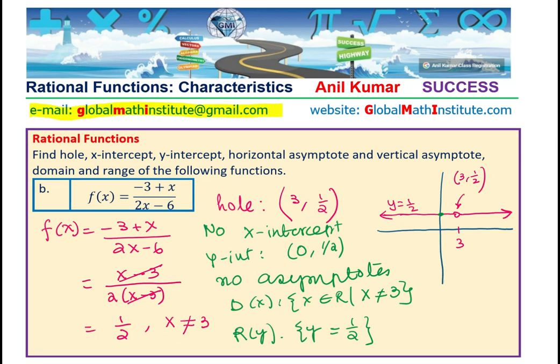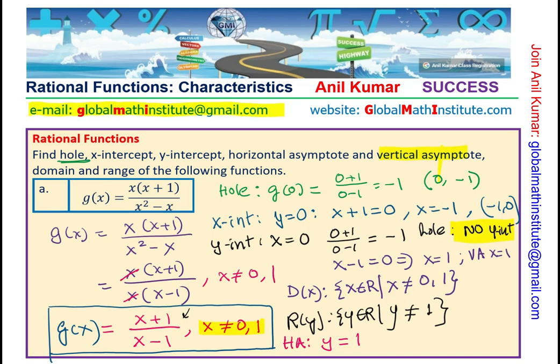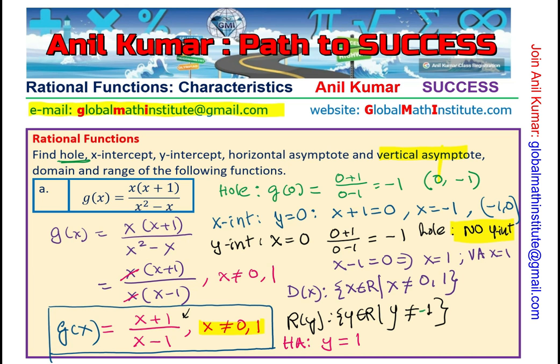We also wrote here y equals half. In this case, because there is half otherwise, right? So that's why it's just half. And in the first case, when there was a hole at 0, minus 1, we knew y is not equal to minus 1. So I should have written y is not equal to minus 1. Okay, sorry. So in this case, a y value is not equal to minus 1, right? Because at minus 1, there will be a hole, right?